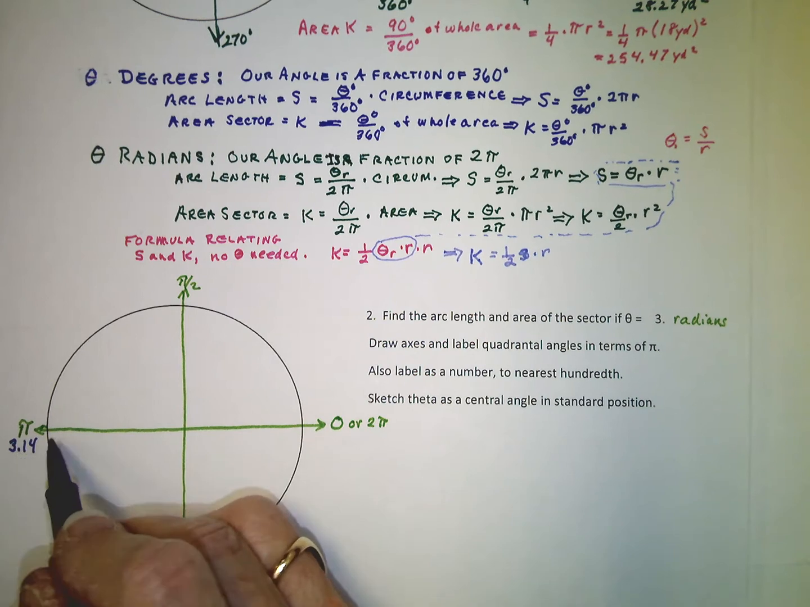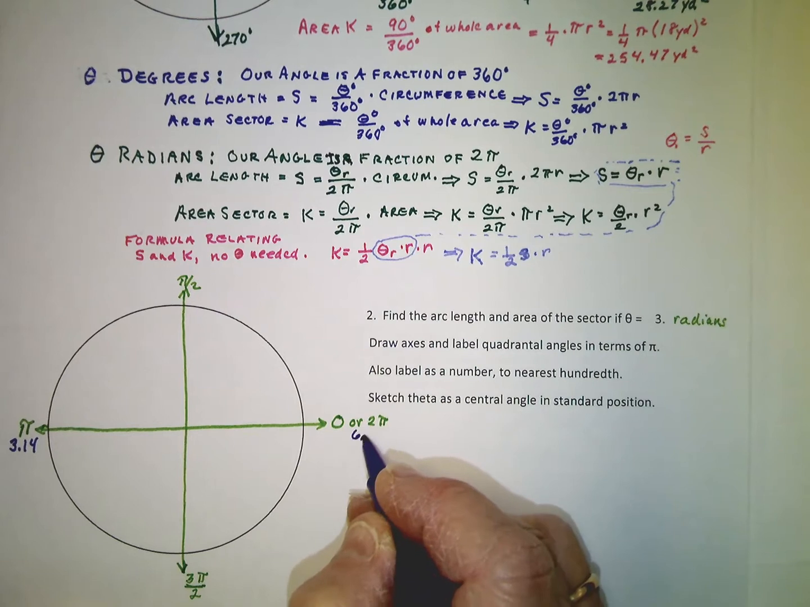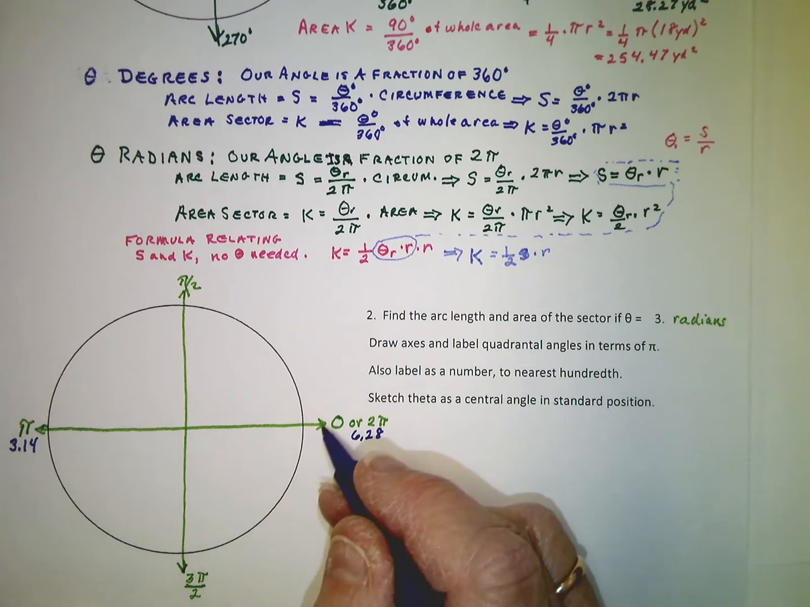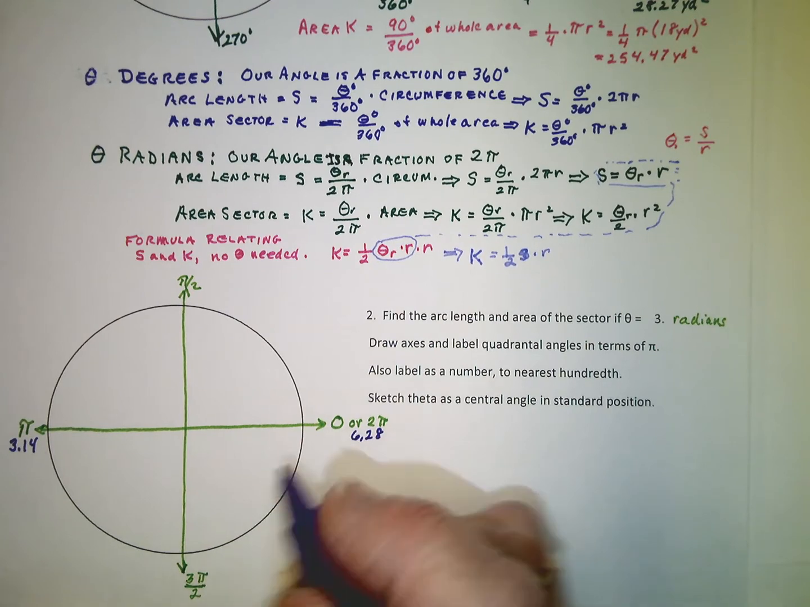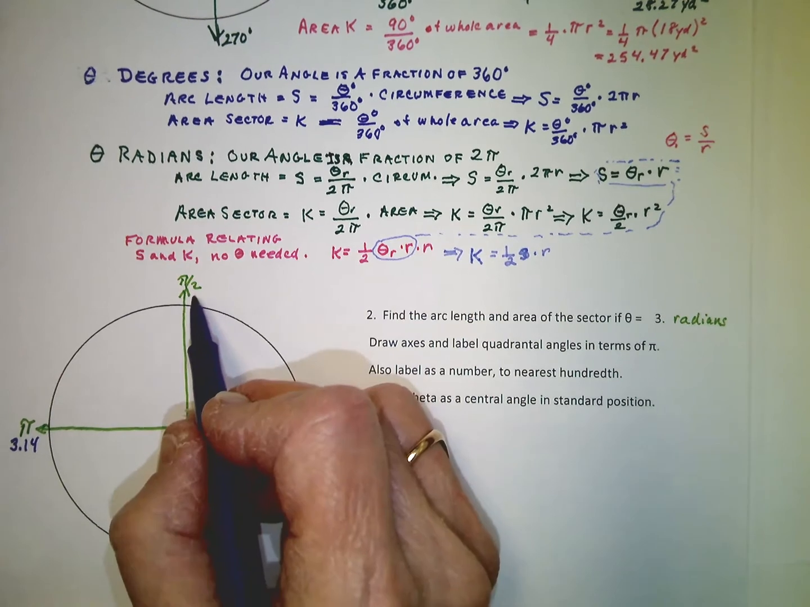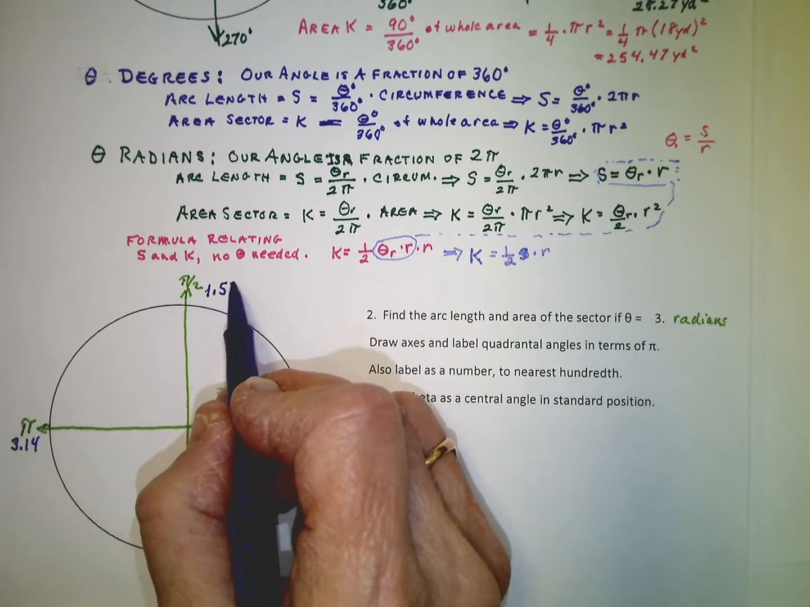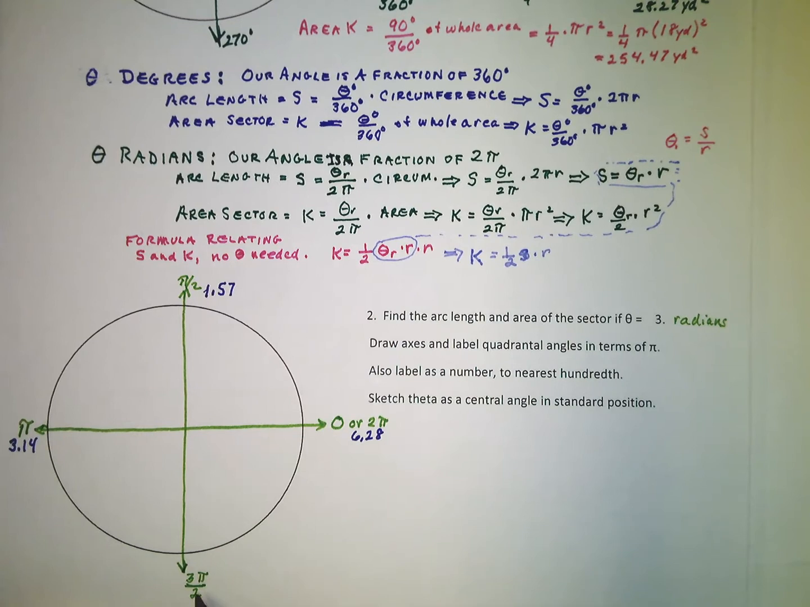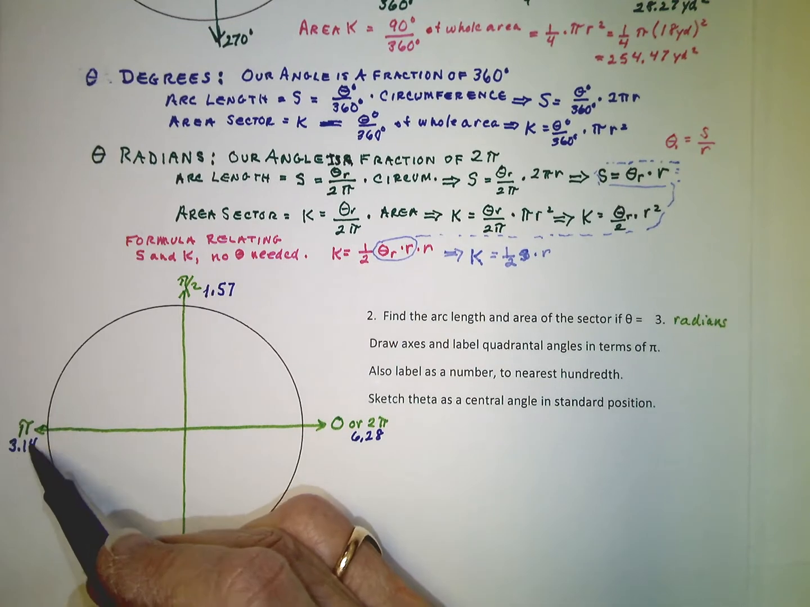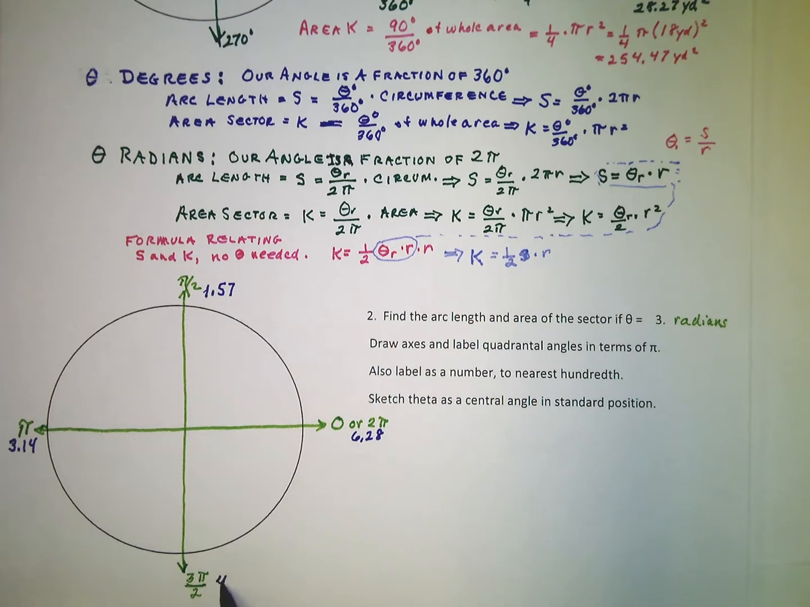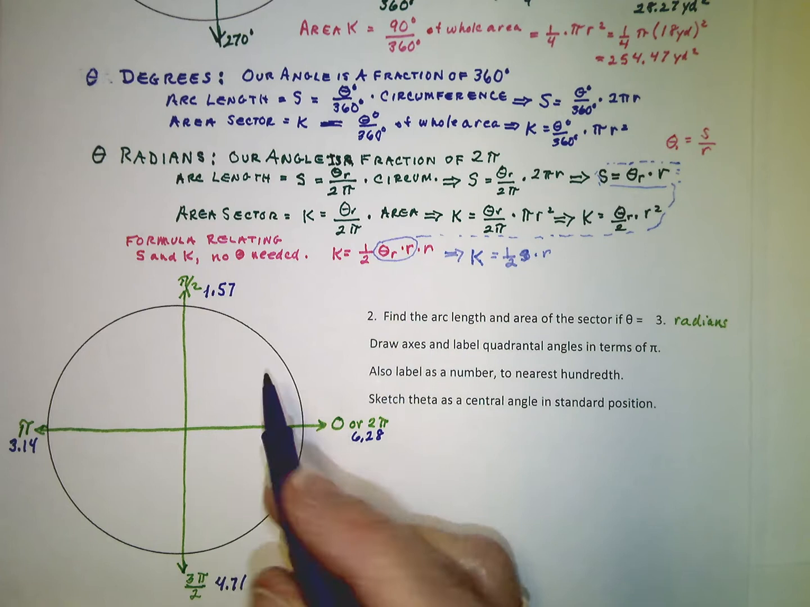So then 2 pi should be twice as much. So this should be about 6.28 radians all the way around the circle. If a whole pi is 3.14, then a half a pi should be half as much, which is about 1.57 radians. And then 1.5 pi should be as much as 1 pi plus half a pi, which is about 4.71 radians.